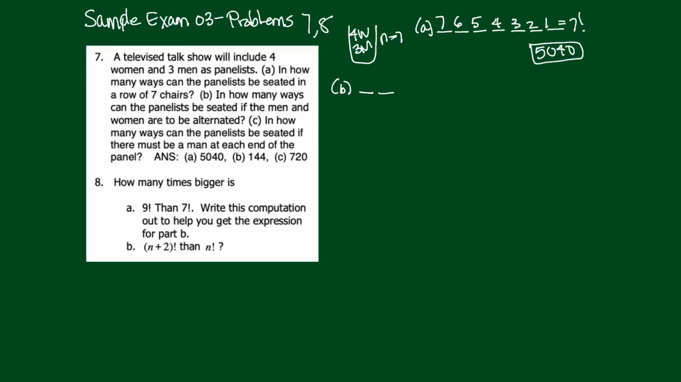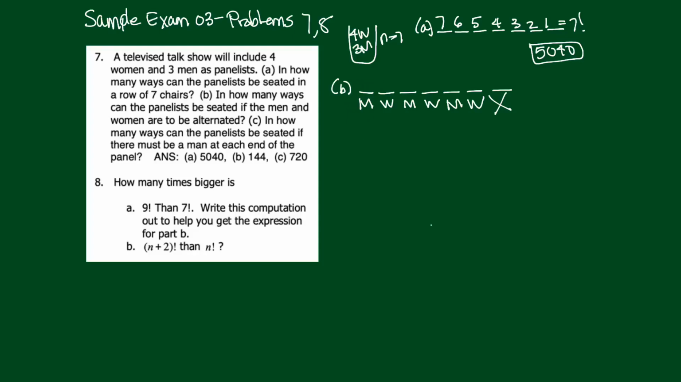Now in part B, we want to alternate these seats. So 1, 2, 3, 4, 5, 6, 7. What if we started out like this? Maybe we could have a man in the first seat, and then a woman, then a man, then a woman, then a man, then a woman. But this doesn't work, right? This doesn't work because we have only 3 men. And there's 1, 2, 3. So that arrangement doesn't work. You cannot have a man in the first position.